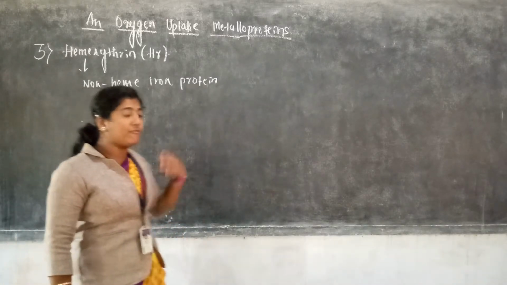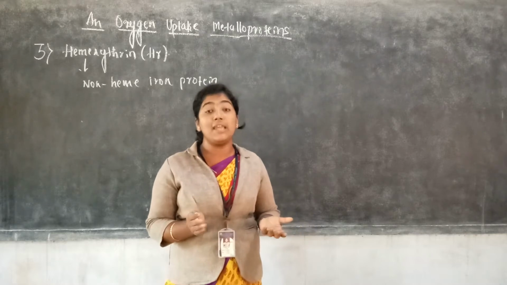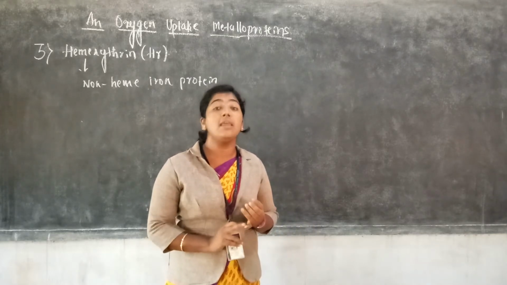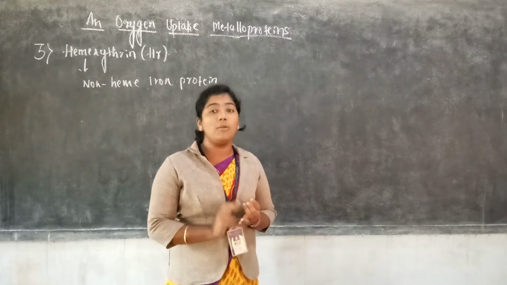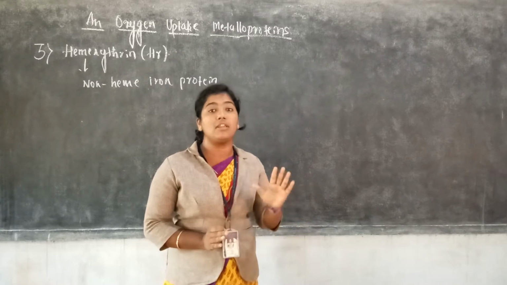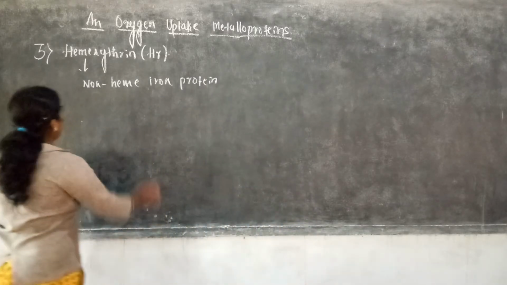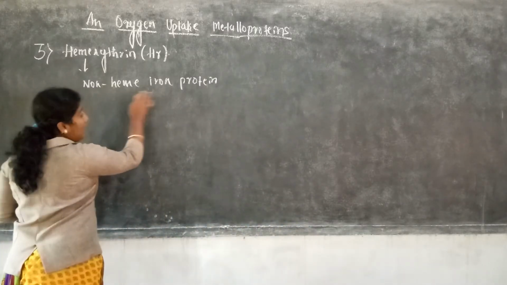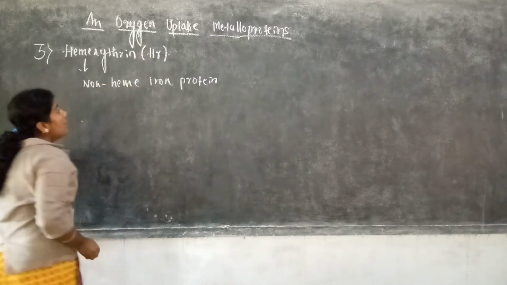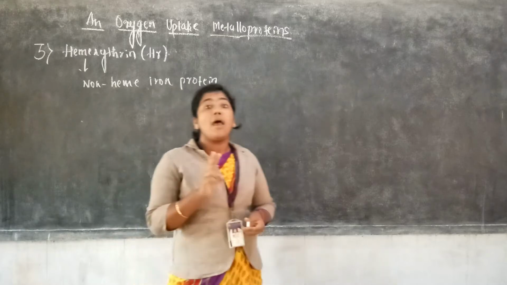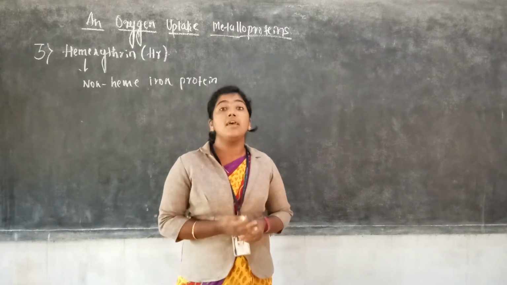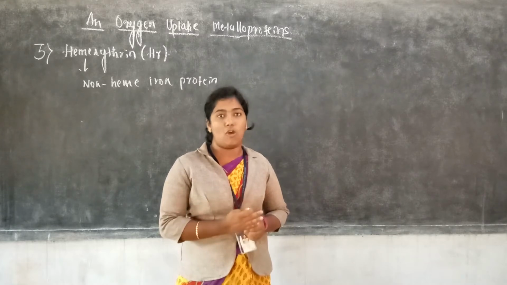In the previous class, hemoglobin and myoglobin belong to which family? The porphyrin family. But hemerythrin and hemocyanins do not belong to the porphyrin family. These have no porphyrin skeleton in oxygen transport, so they are also called non-heme iron proteins. Here, hemerythrin in the deoxy form bears the iron in the +2 oxidation state. When it is oxygenated, it bears the iron in the +3 oxidation state.